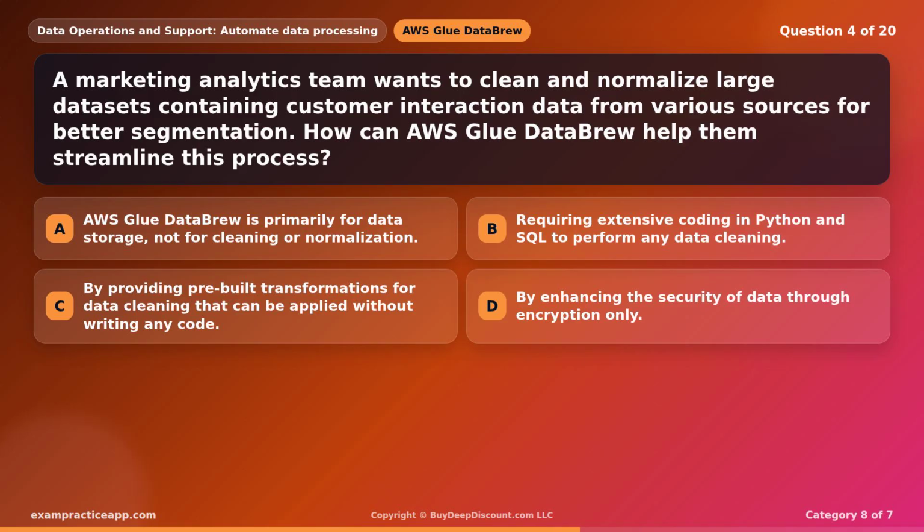Explanation. AWS Glue DataBrew offers a visual interface where marketing analysts can apply pre-built transformations to clean and normalize data. This includes handling missing values, standardizing data formats, and merging sources, all without the need to write complex code, thus streamlining the data preparation process for customer segmentation.